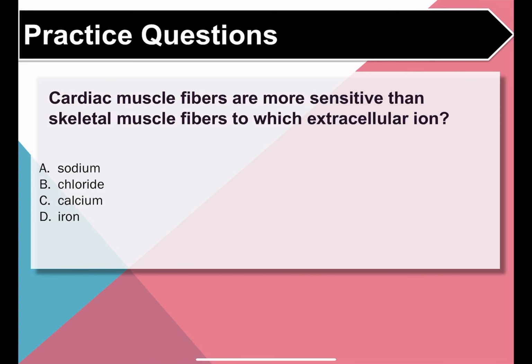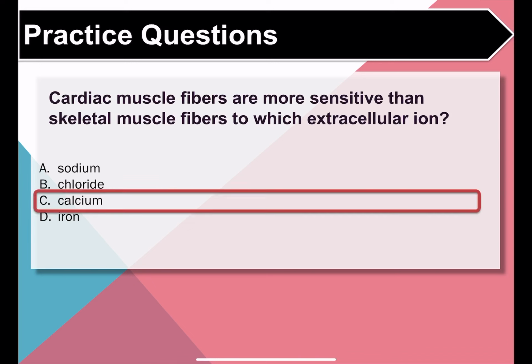Cardiac muscle fibers are more sensitive than skeletal muscle fibers to which extracellular ion? Calcium. The only ion we've been really talking about immensely for muscle contraction. Sodium is only for that action potential. So sodium, potassium will be our key ions when we talk about chapter 12, okay?